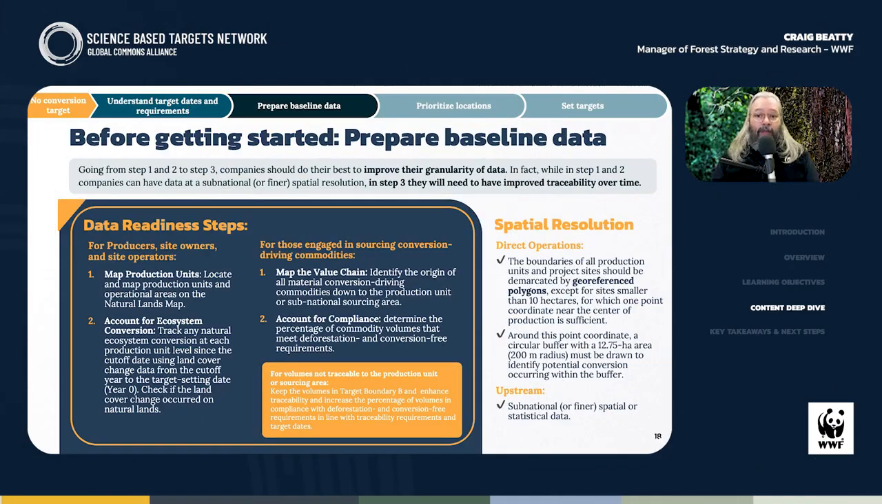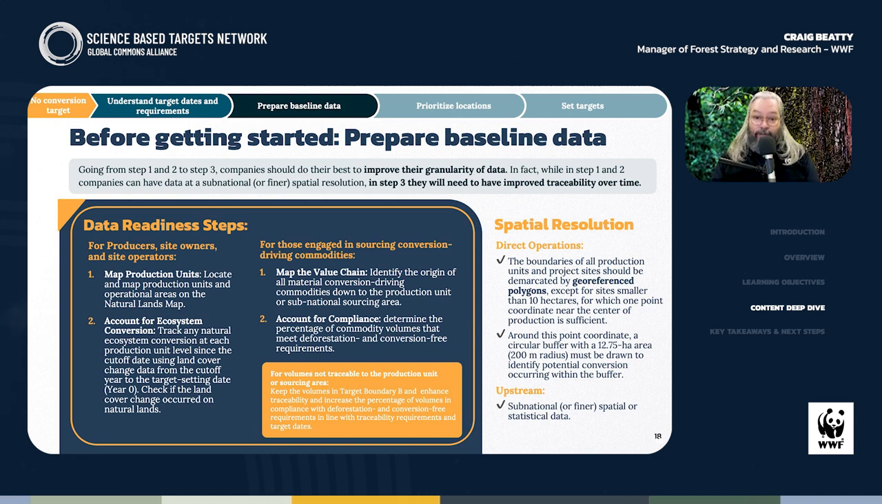As a next step, you'll prepare baseline data for this target. Spatial data is required for direct operation, while the minimum level of traceability for conversion-driving commodities must be at least to the first administrative division at a subnational level. This applies to sourced volumes of conversion-driving commodities that are in scope.